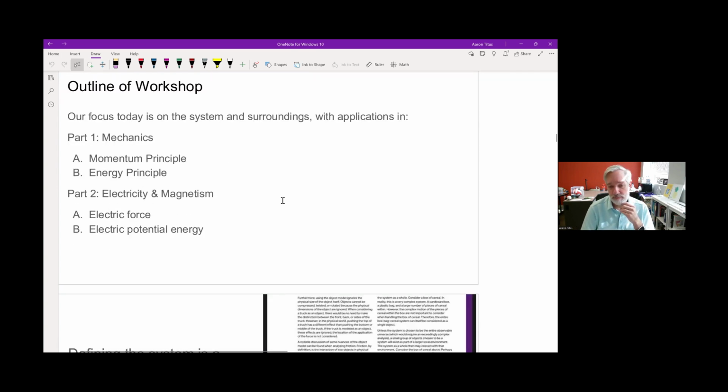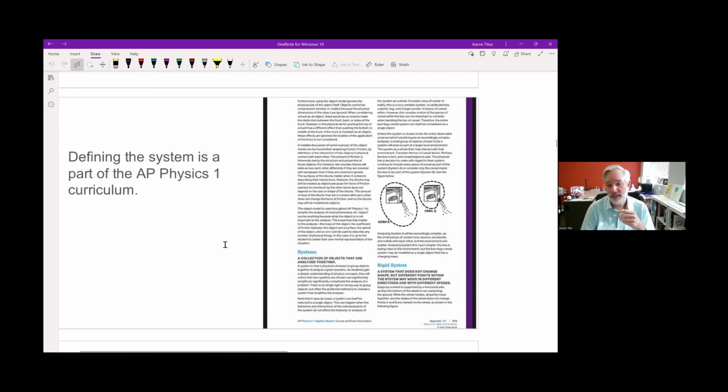Now, I'm working with a high school teacher right now from Raleigh who's taking a course with Matter and Interactions, and we're just working one-on-one. When she came across system and surroundings, she said, "Oh, this is now a part of the AP Physics 1 curriculum." As far as I know, in my experience in teaching, using Matter and Interactions was the first time I encountered a consistent use of defining system and surroundings. And Joe, that was your experience as well, right?